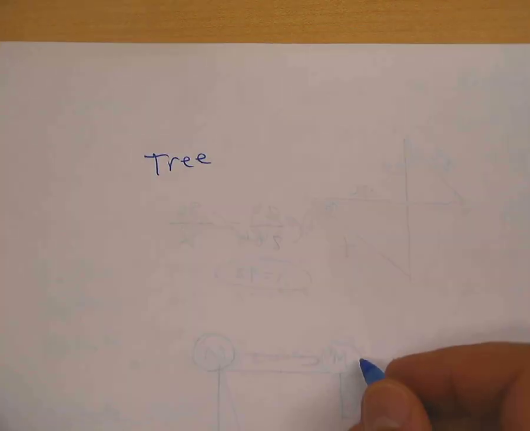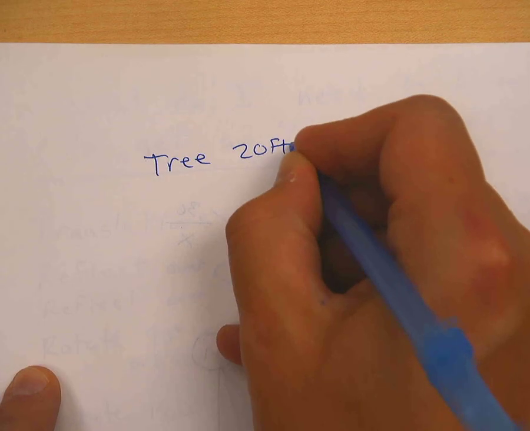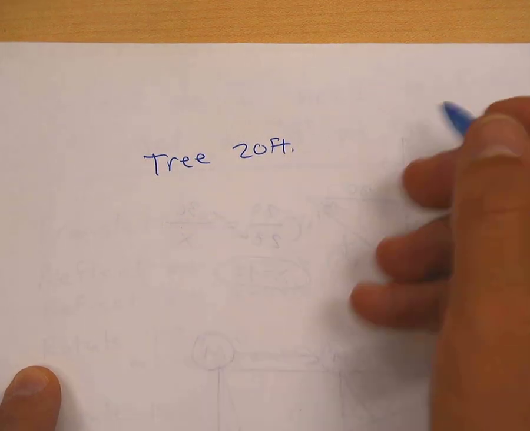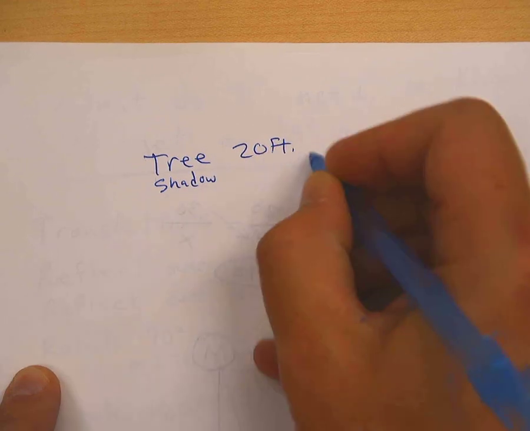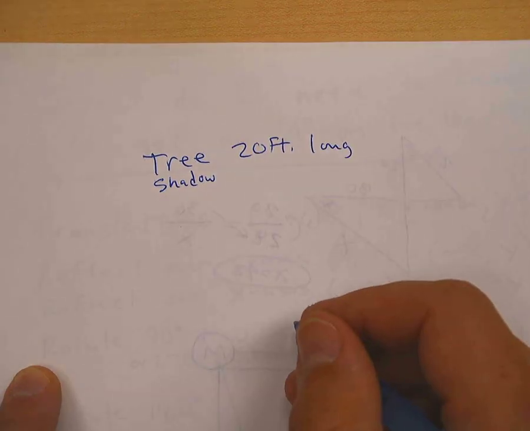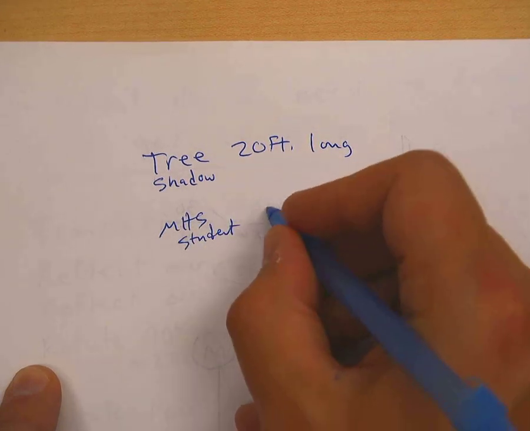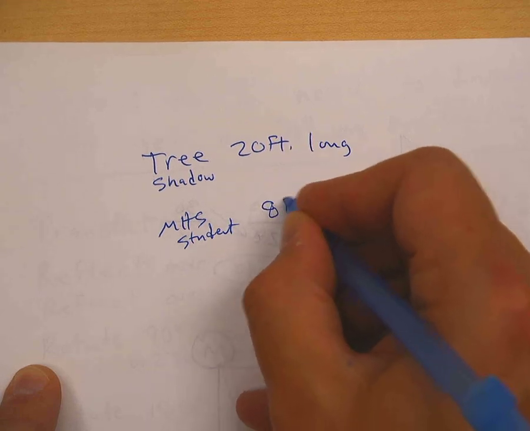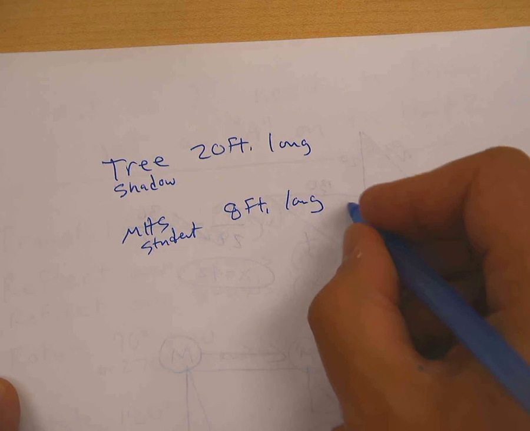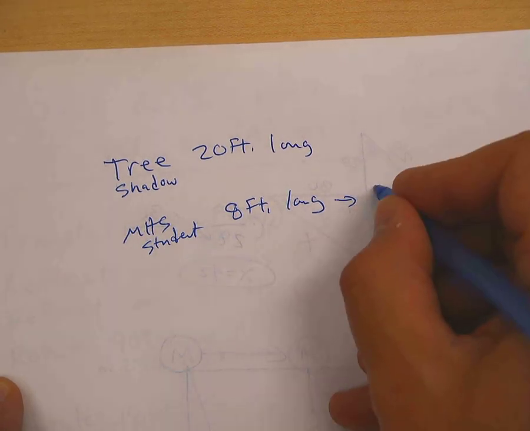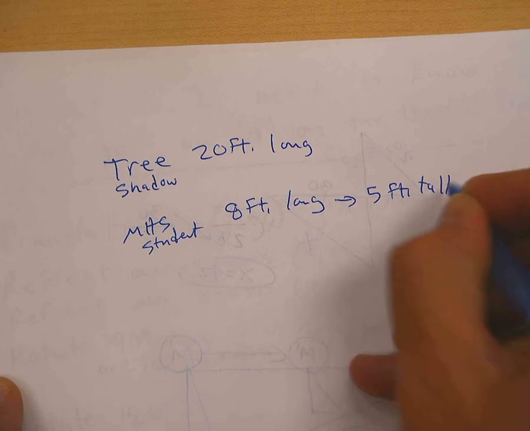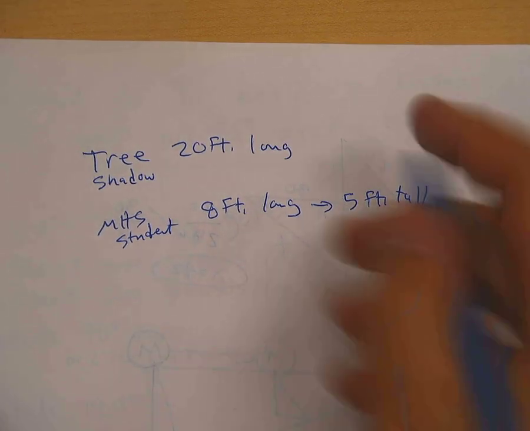We have a tree that's casting a shadow. Let's say the tree is, I don't know, 20 feet, has a shadow. The tree has a shadow that's 20 feet long, and an MHS student has a shadow that's 8 feet long. And let's say the student is actually 5 feet tall. I know that's not very tall, but that's okay. We want to know how tall is the tree.